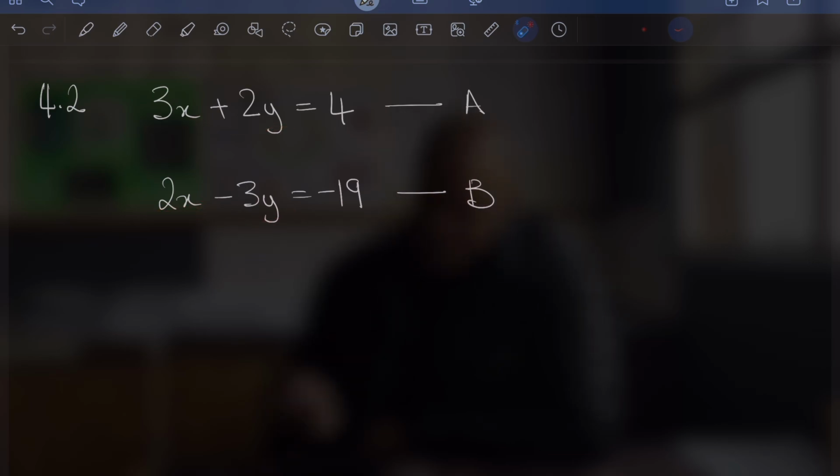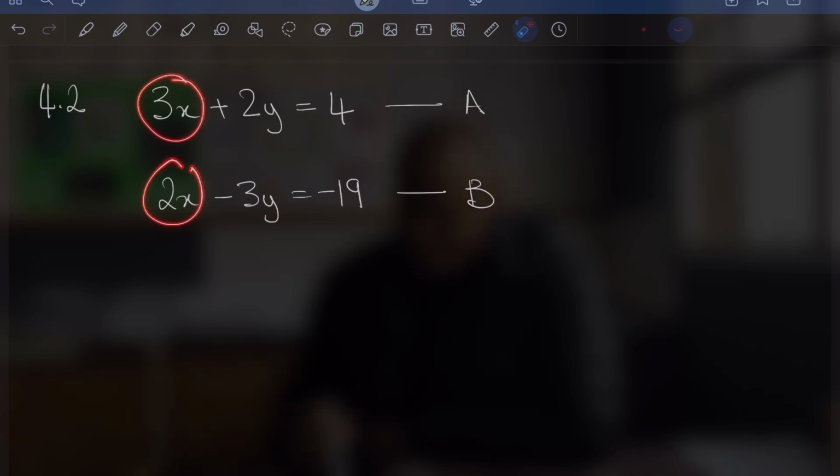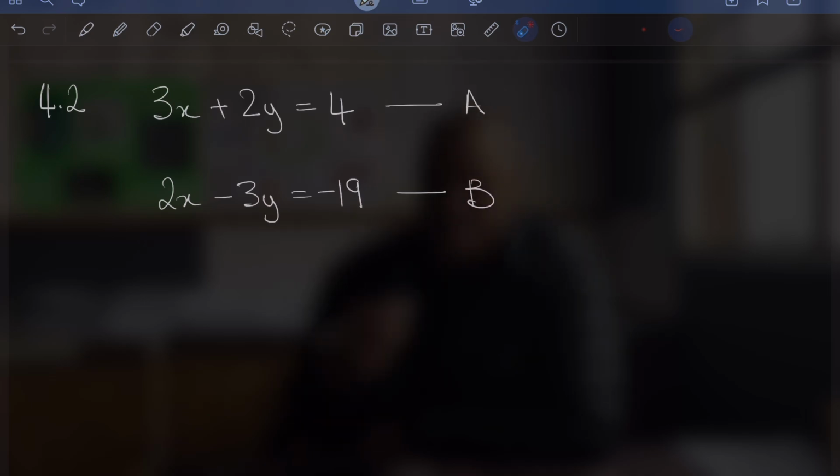So in this case, I'm going to try and get my x's to be the same. In other words, I need to find an LCM for 2 and 3. And that, of course, in this case would be 6. So I'm going to do something to this equation so I can have this as 6x, and I'm going to do something to equation B to get this as 6x as well. And then that will allow me to then subtract the two equations from each other and get rid of those x's.